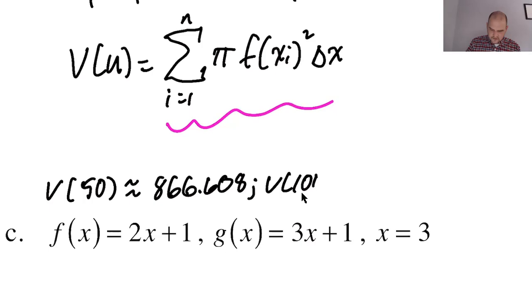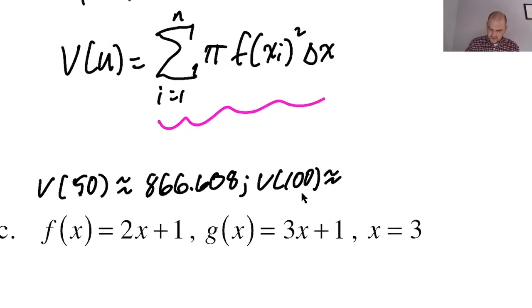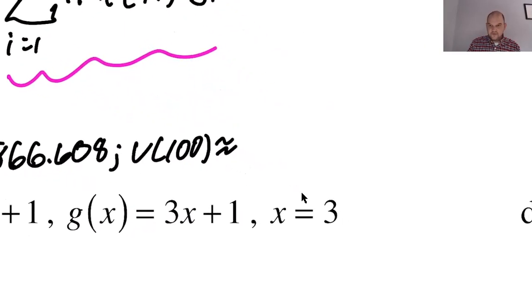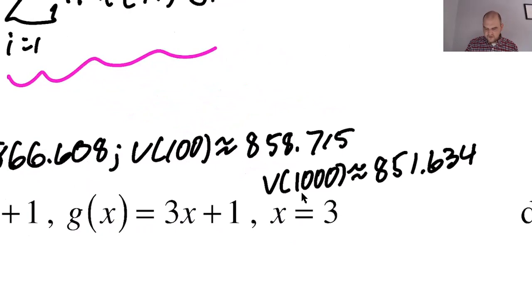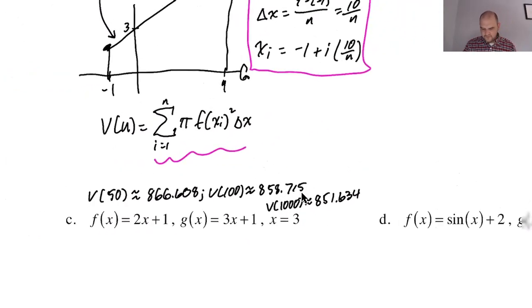V of 100 is approximately, for the same reasons I just talked to myself about, 858.715. What are we doing here? We're moving, but not writing. And then v of 1000 is approximately 851.634. And if you wanted to, you could find the exact value. I don't feel a pressing need to do that.